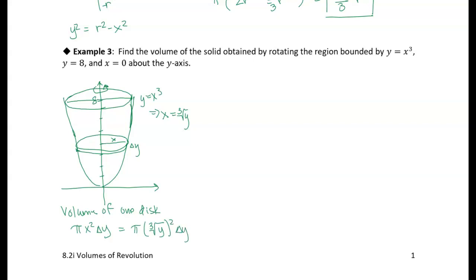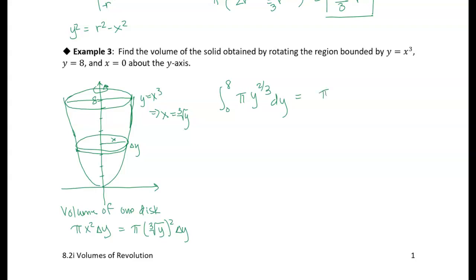Now if I add up all of those little discs from the bottom, when y equals 0, all the way to the top, then I'll get the volume of that solid. So we need to integrate from 0 all the way up to 8. We need to integrate pi, and I'm going to write this cube root of y squared as y to the 2/3 dy. That's easy enough. That's just a reverse power rule.